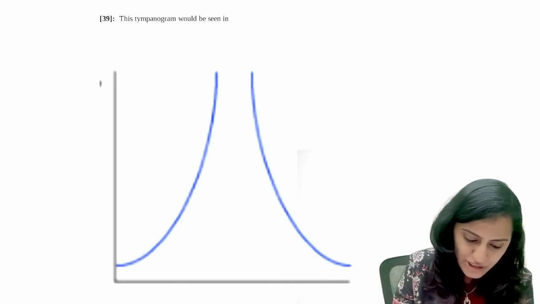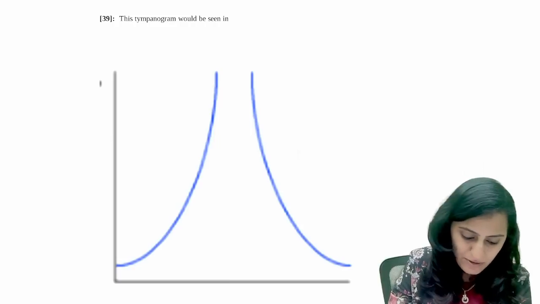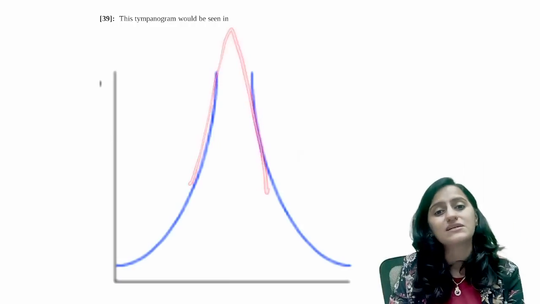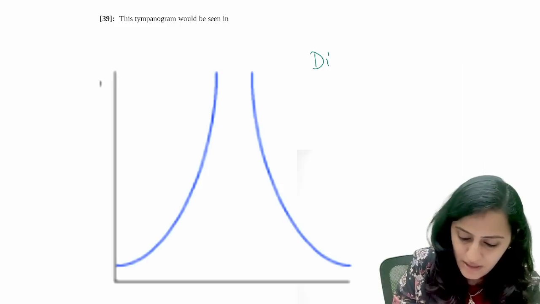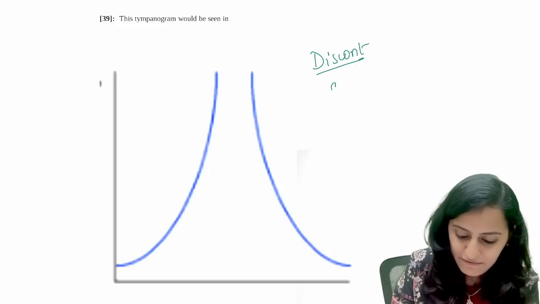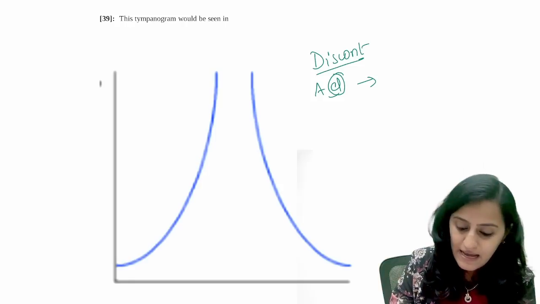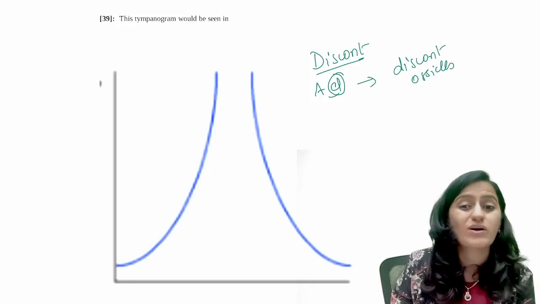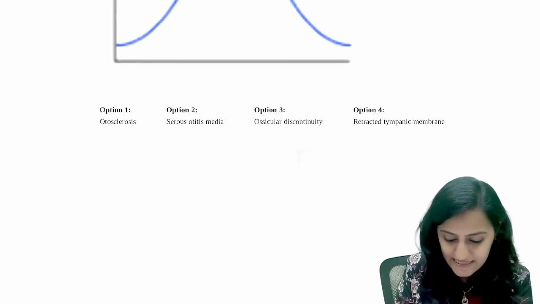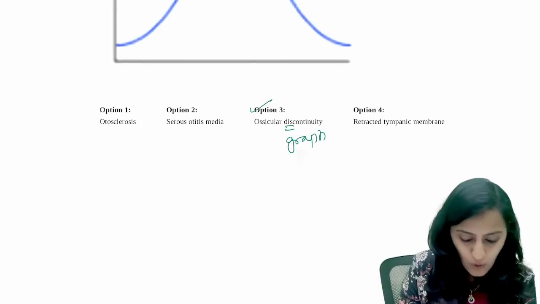Coming to the next question here, this tympanogram would be seen in which condition? So this tympanogram that you see is a discontinuous curve, right? The two ends are not meeting. So we remember it with the mnemonic that discontinuous, D for D, is AD type. Okay, that is the AD type, and it is seen in discontinuous ossicles. Okay, so ossicular discontinuity will have a discontinuous graph as well.